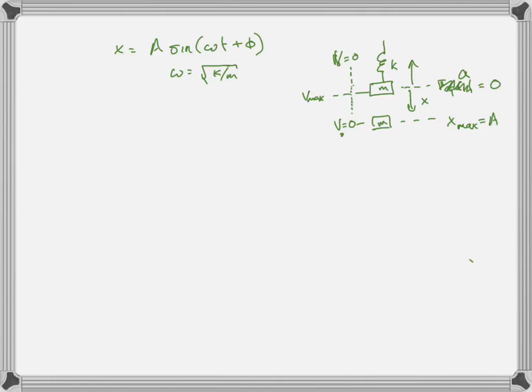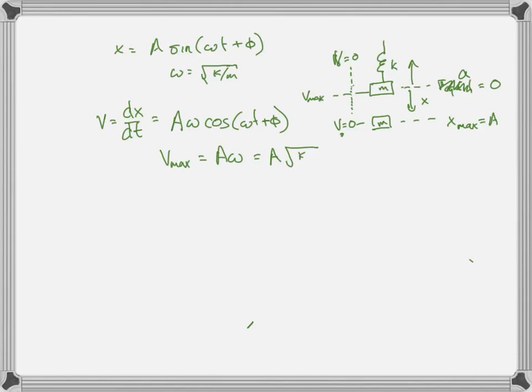So how do we show that? Well, remember that the velocity of the mass on the spring is just dx/dt. So we can take the derivative of this function, and what we get is A omega cosine(omega t plus phi). Hopefully you can take the derivative of that. And this is the velocity function. What's V max? V max, the maximum velocity, is A omega because the maximum of the cosine function is 1. It's A omega, or A times the square root of k over m, right?